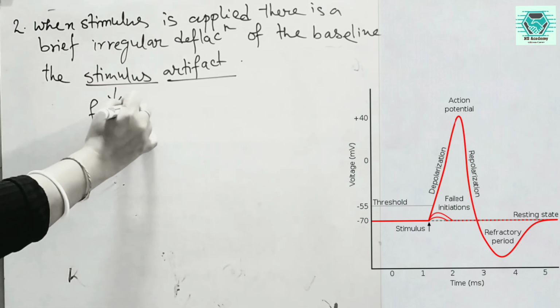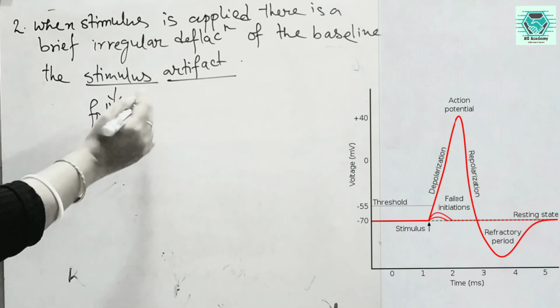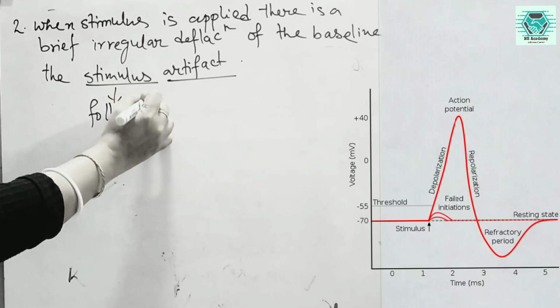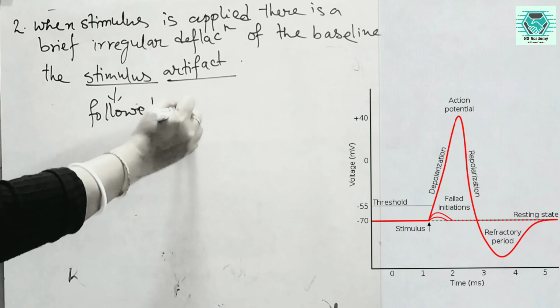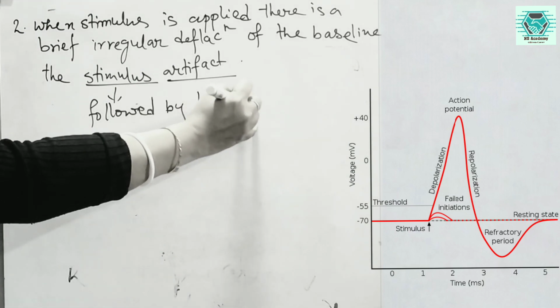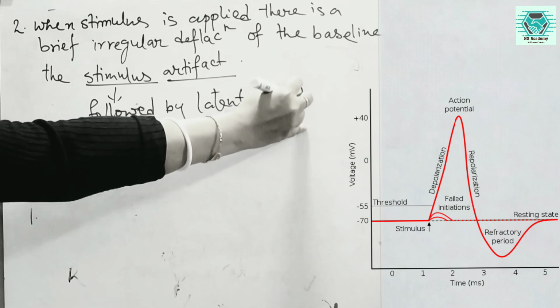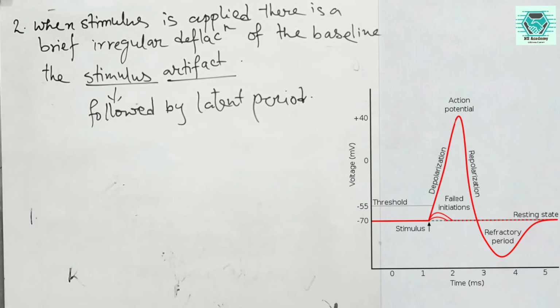So it is followed by the latent period, which ends with the next potential change. So what is that? It corresponds to the time it takes the impulse to travel along the axon from the site of stimulation to the recording electrode. So when we record action potential, this phase is very much important.